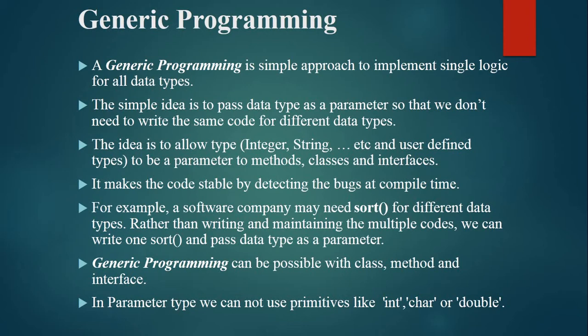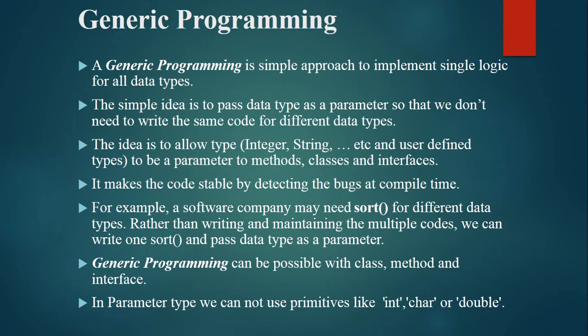The idea is to allow types, for example integer, string, etc., and also user defined types to be a parameter to methods, classes and interfaces. It makes the code stable by detecting bugs at compile time. For example, a software company may need sort for different types. Rather than writing and maintaining multiple codes, we can write one sort and pass data types as a parameter.